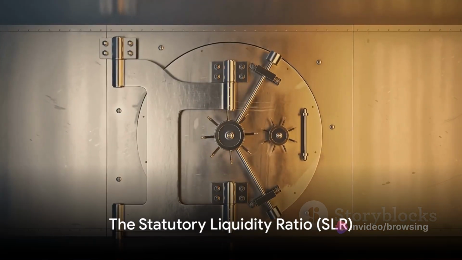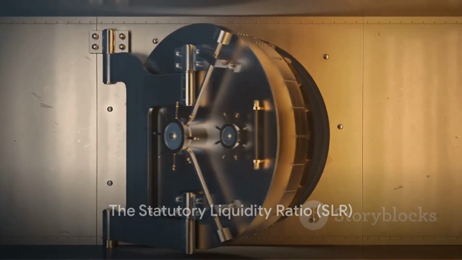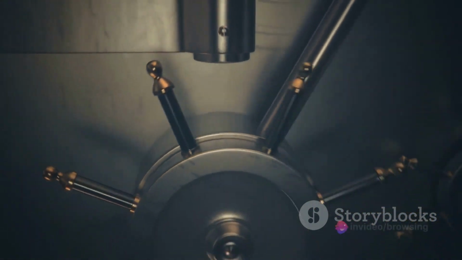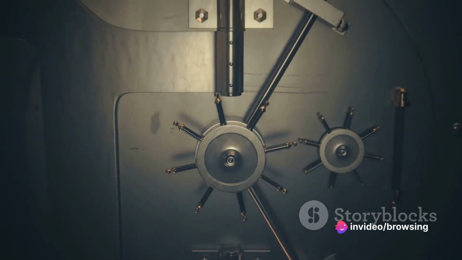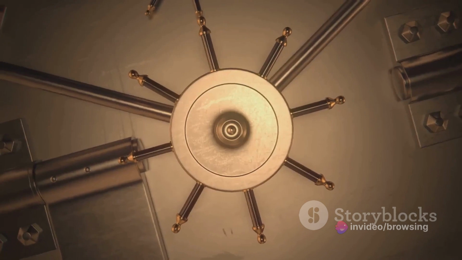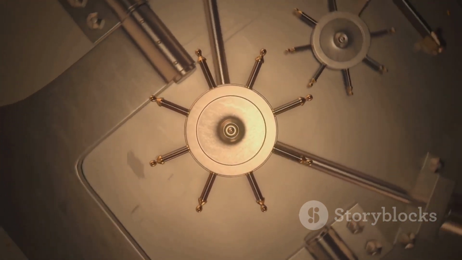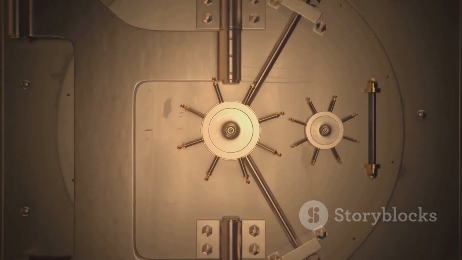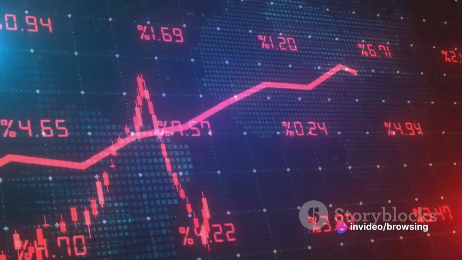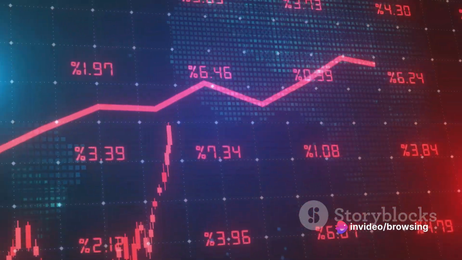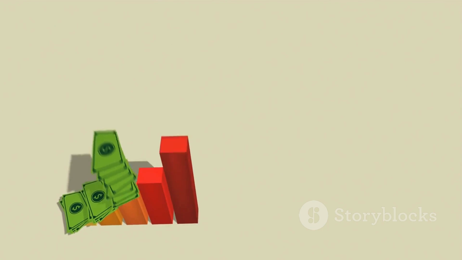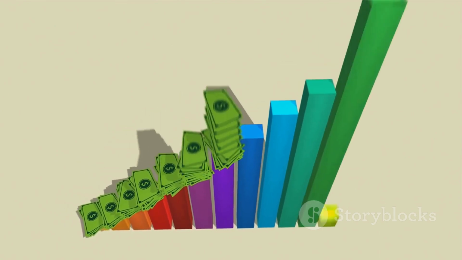Now let's talk about the Statutory Liquidity Ratio, or SLR. This is the percentage of deposits that banks need to maintain as liquid assets, such as cash, gold, or government securities, within their own vaults. It's a safety net, ensuring that banks always have a cushion to fall back on, even in times of financial stress. When SLR increases, banks have fewer funds available for loans, which can help slow down inflation. Conversely, when SLR decreases, banks can lend more, boosting economic growth.